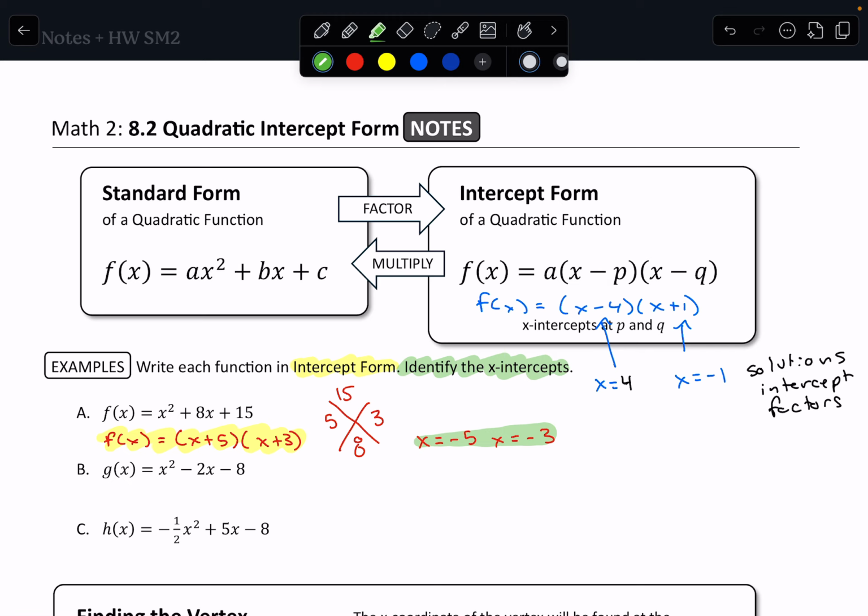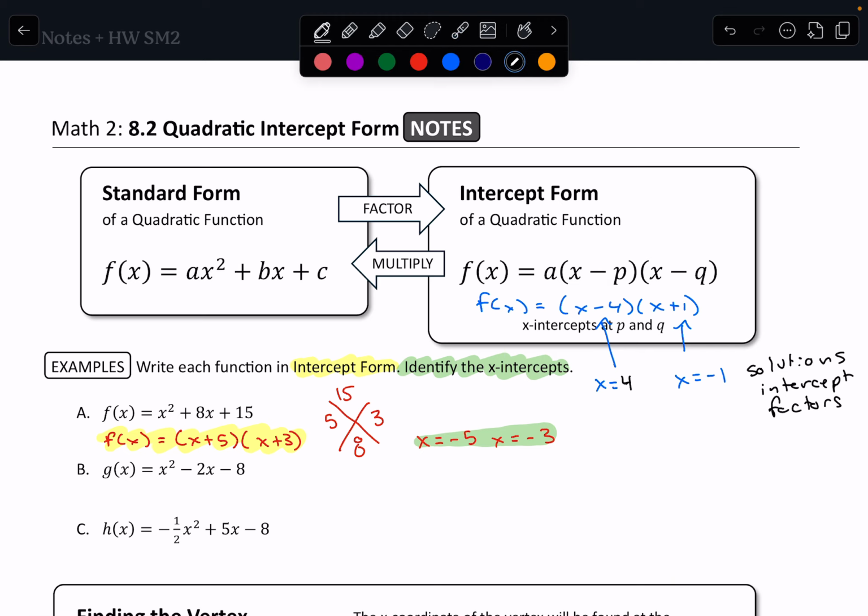Those are where this graph is going to cross the x-axis. If I were to draw an x-axis and mark -1, 2, 3, 4, 5, I know that I'm going to cross at -5 and -3.